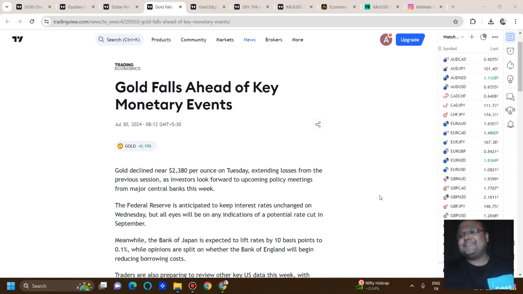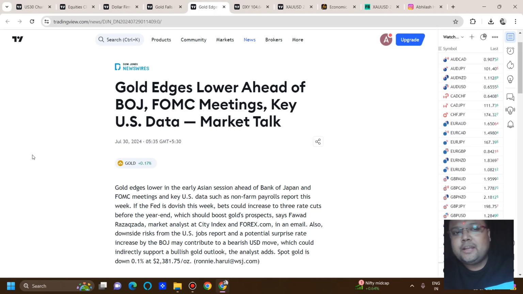So let's get started. So my dear friends, gold falls ahead of key monetary events. Gold declined near 2380 per ounce on Tuesday, extending losses from the previous session as investors look forward to upcoming policy meetings from major central banks this week. Gold edges lower ahead of Bank of Japan, FOMC meetings, key US data. So this is the ongoing market sentiment.